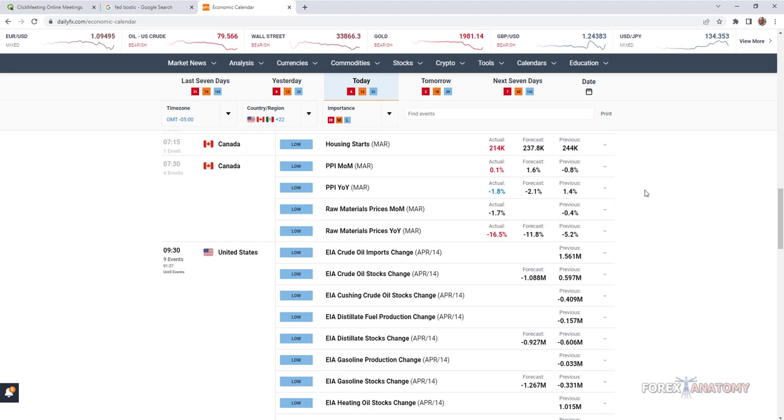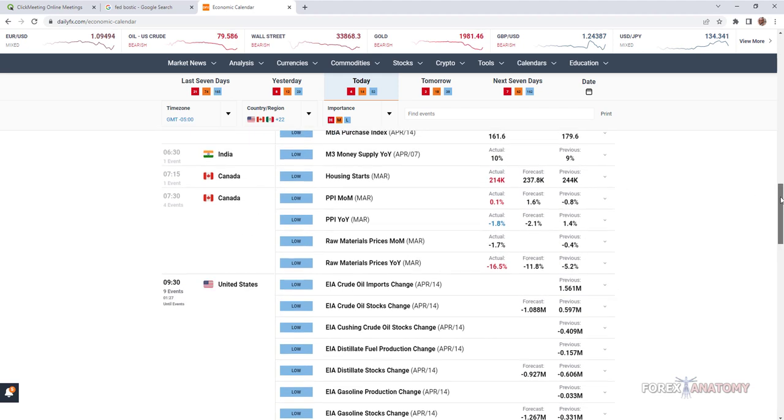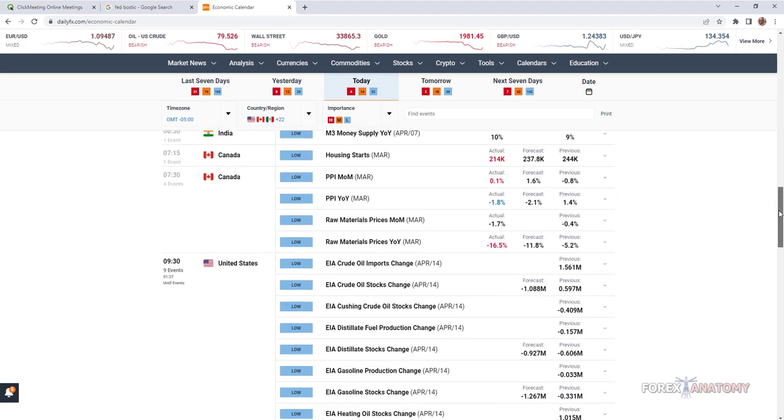But for today, we don't really have much US data, not even high tier data. We did have Canadian housing starts come in. Of course, it fell. It came in lower than the forecast, and it fell from the previous month. So that was that, but we don't really have much on the docket.